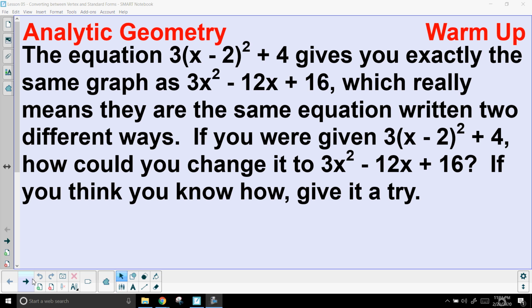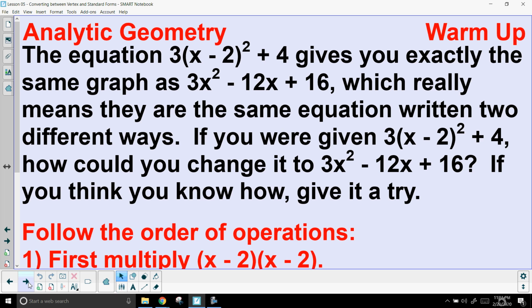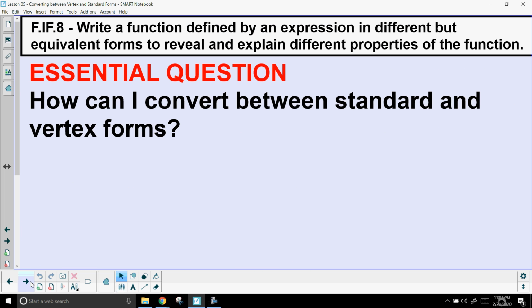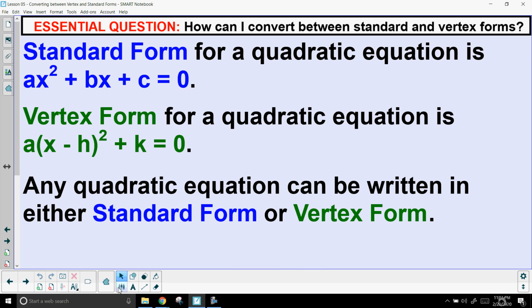Alright, let's fly through this one. We're going to be converting between vertex and standard to vertex. One is way easier than the other. Again, this formula and this formula will be provided on the standard formula sheet when you take the EOC. Okay?